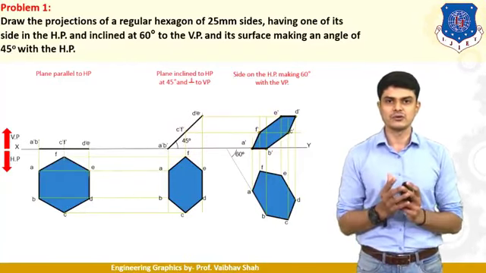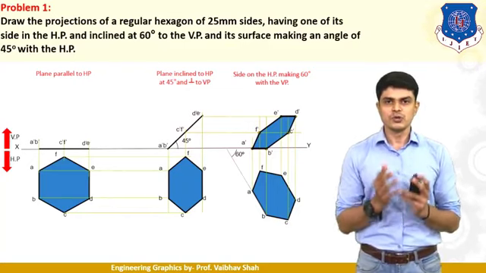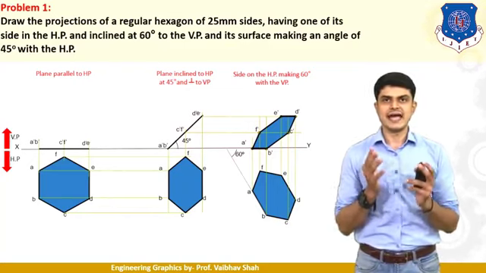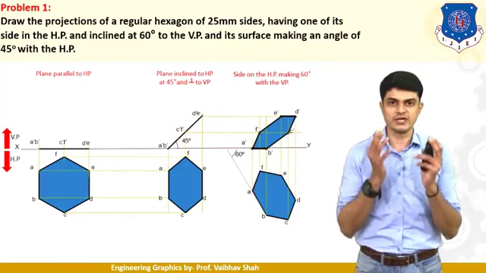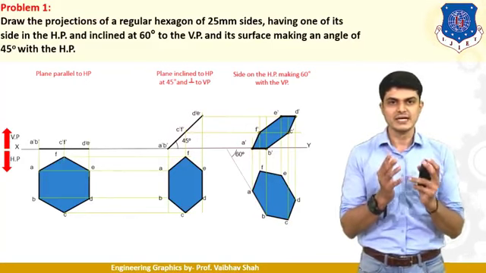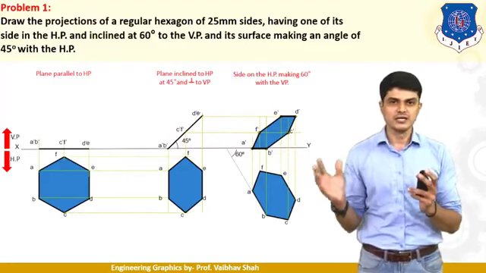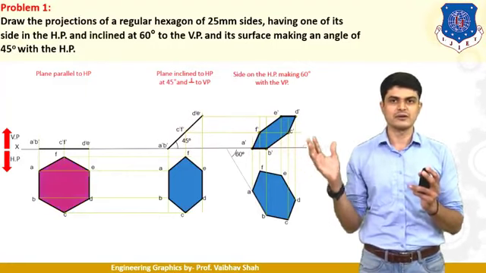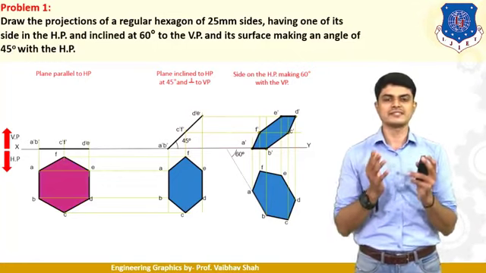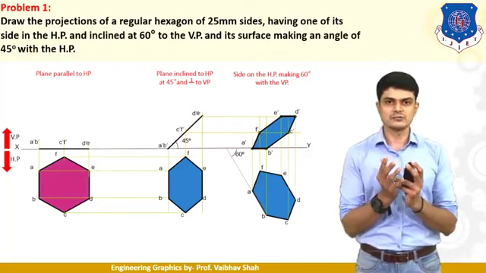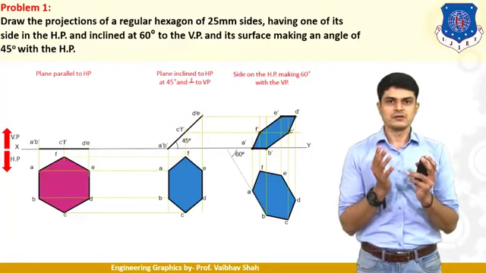So for drawing the hexagon, what you need to do? Let us understand, here it is said that it has one of the sides in HP. So we must draw the hexagon in such a way that one of the sides of the hexagon must be on the left hand side, vertical. So as you can see, I have drawn the hexagon in my first stage by having one of the sides vertical on the left hand side. So how to draw the hexagon? I will give you one brief explanation.